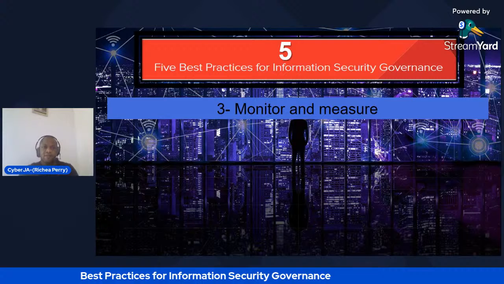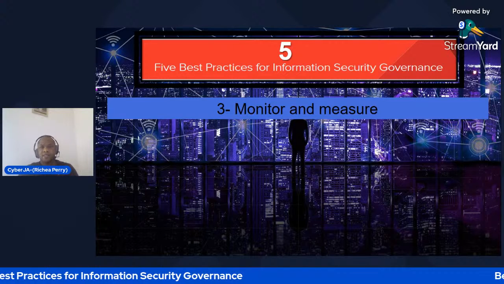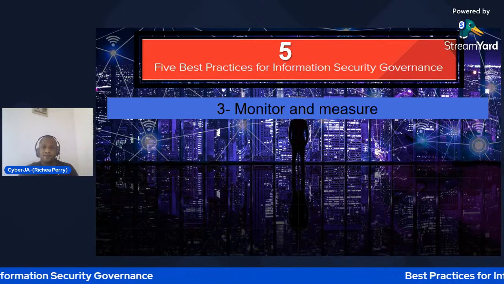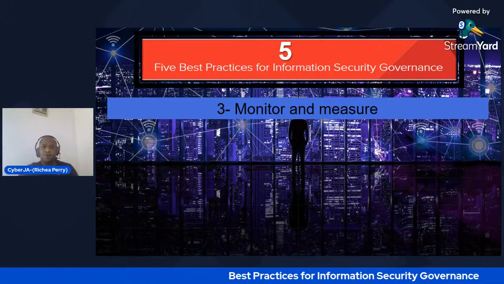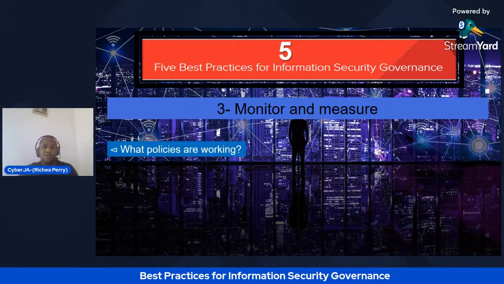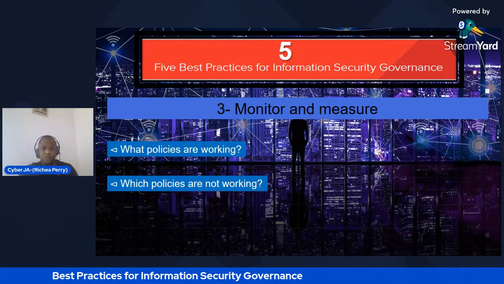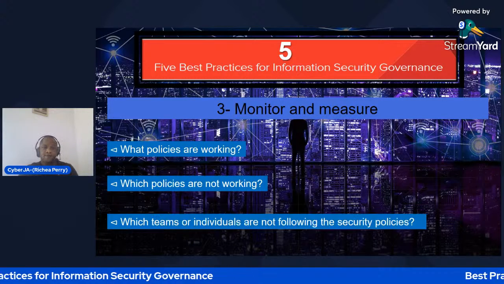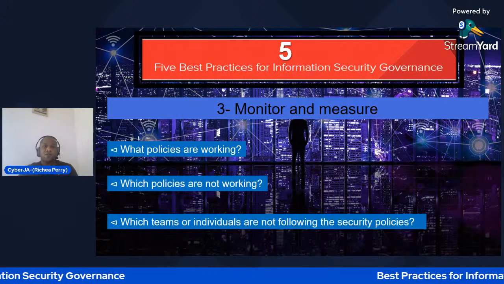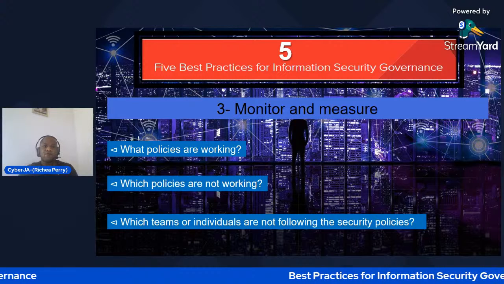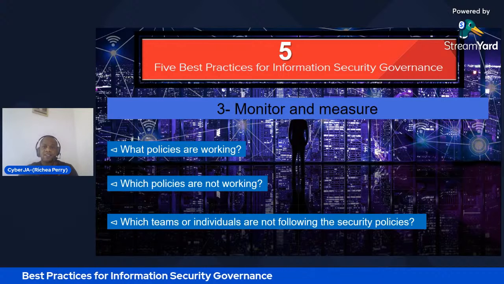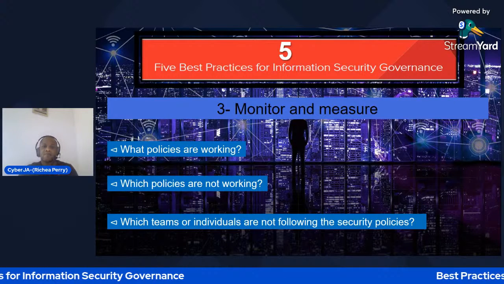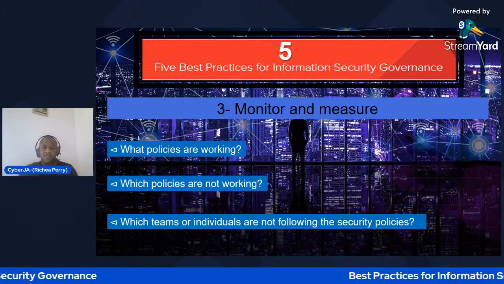The third thing that we want to look at is monitor and measure. Very important. And as it relates to monitor and measure, there are some questions that you need to bear in mind. What policies are working? Which policies are not working? Which teams or individuals are not following the security policies? Right? So information security governance requires constant assessment and measuring. It's not a one-off process.